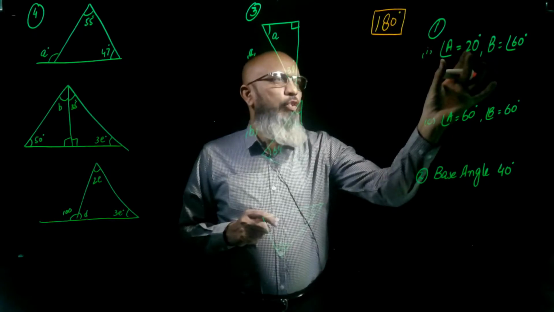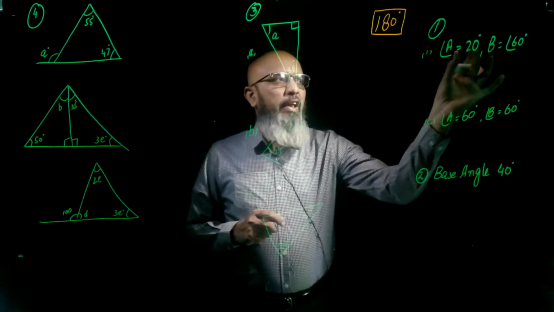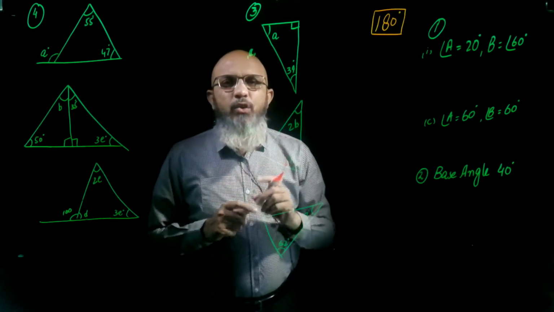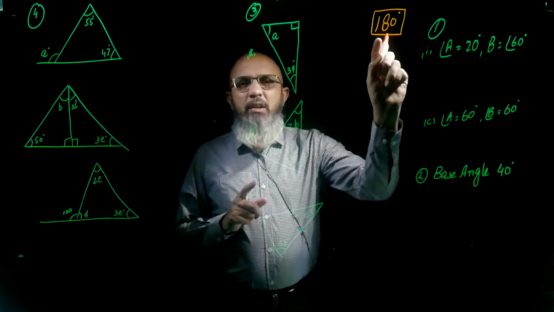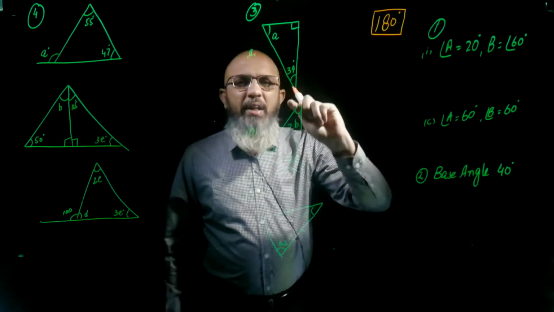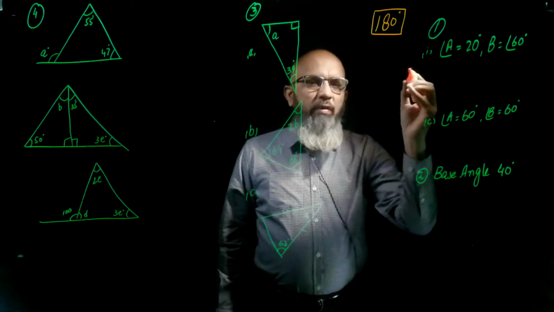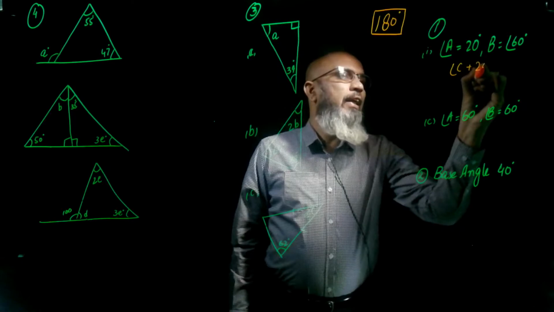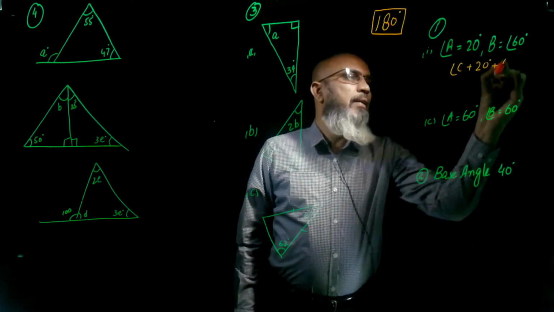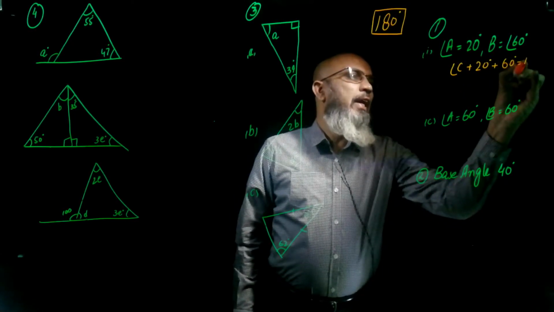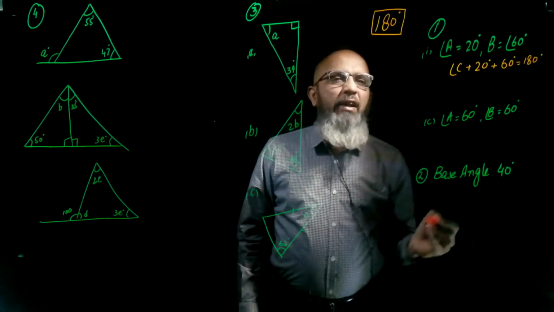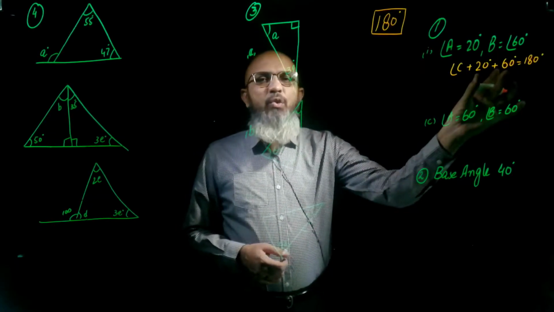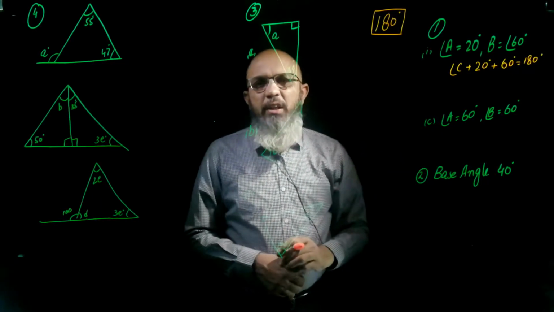So how can you solve the third? 2 angles are given to you, that is angle A is 20 degrees, angle B is 60 degrees, and what will be the angle C? You know that the sum of the 3 angles is equal to 180. So okay, we will make an equation. Angle C is unknown, plus angle A, that is 20 degrees, plus angle B, that is 60 degrees, must be equal to 180 degrees. So now it's very easy. You will add these two and subtract from 180 degrees.